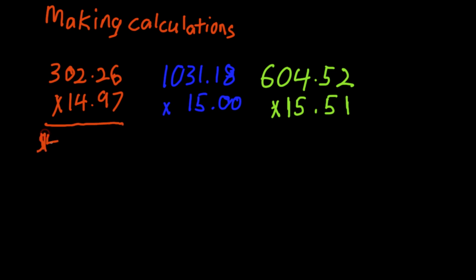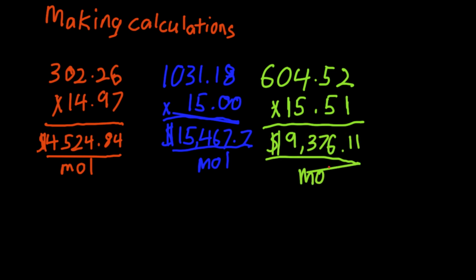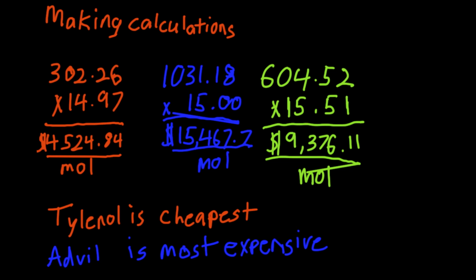When we make the calculations of each number of bottles and multiply by their unit price, rounding to the nearest cent, the results show clearly. Tylenol is still the cheapest molecule, with Advil being the most expensive.